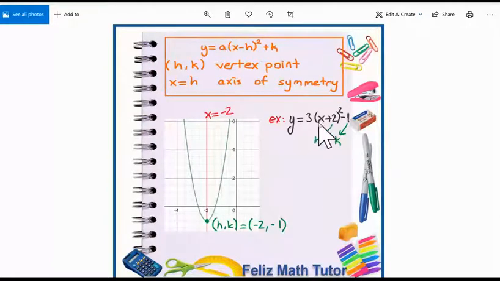y equals 3(x plus 2) squared minus 1. This is in vertex form. So 2 and 1 represent the vertex point, since it is plus here but in our form it's negative. So we will say -2 and -1 is my vertex point. And as you can see, x equals -2, the line in red, is my axis of symmetry. So my parabola is symmetric to this line.